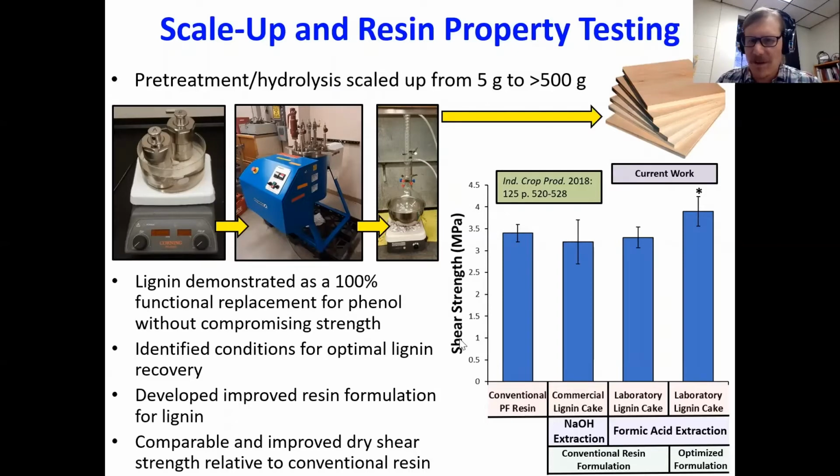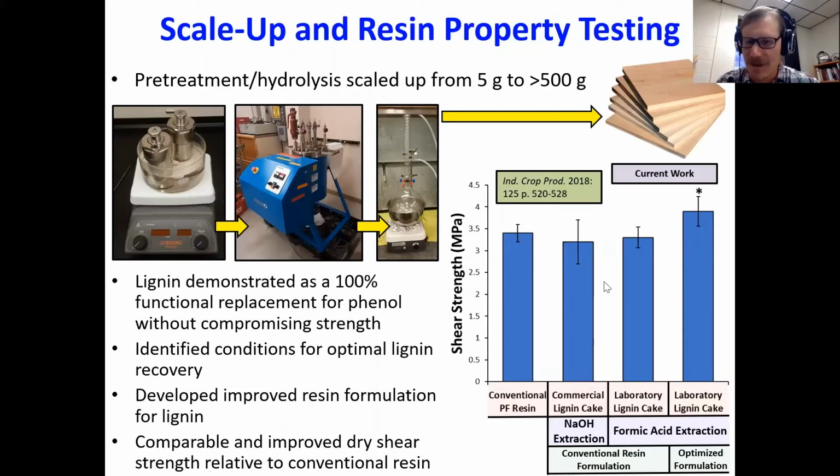And so one of the things that you can see from this is that, relative to the conventional PF resin, we can generate lignins, both from the commercial lignin cake, which was published in previous work, and in the current work using the formic acid extraction, we can generate resins and adhesives with properties comparable to conventional PF resin with 100% replacement of phenol with these lignins.